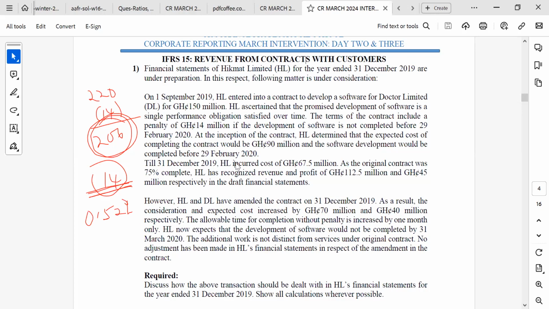Or you can subtract the 14 from that particular figure. But since we didn't subtract the 14 from 220, it means that we can recognize the provision based on the completion. So 0.52 times the 14. Or even if we want to terminate the contract today, it means that we are going to be paying at least 52% of the revenue, because we are only getting 52% of the revenue. So the penalty has to be equivalent to the revenue that we are getting. So let's find 52% of that particular figure and see.